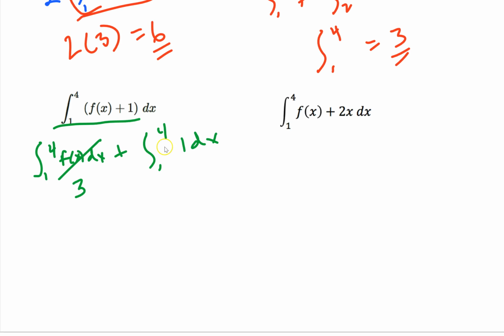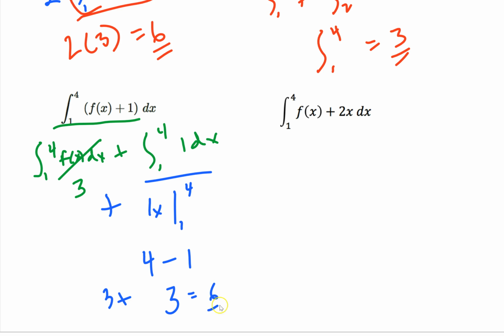This side, they don't tell me anything. What you do here is you actually just integrate it. Actually do the work. So the integral of 1 is 1x. We have limits, right, so limits from 1 to 4. So remember the way we do this? Top minus bottom. So 4 minus 1, which is 3. Add it to the 3 we already had, and we get 6.